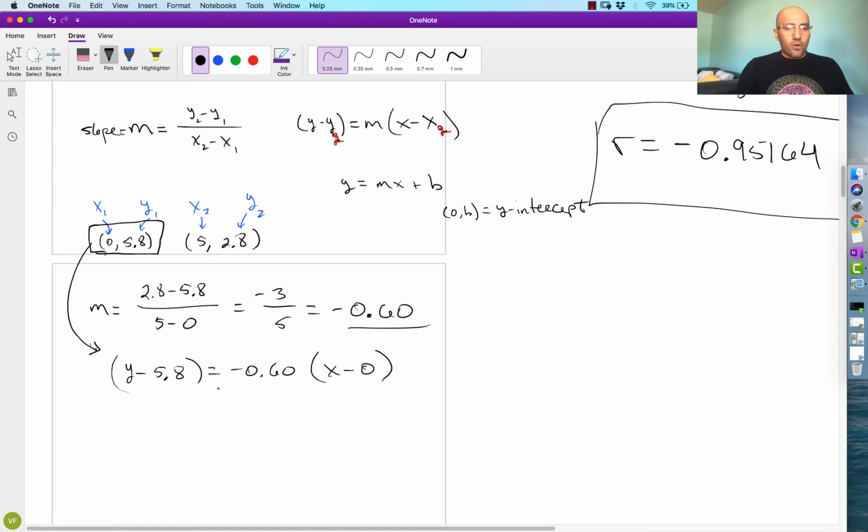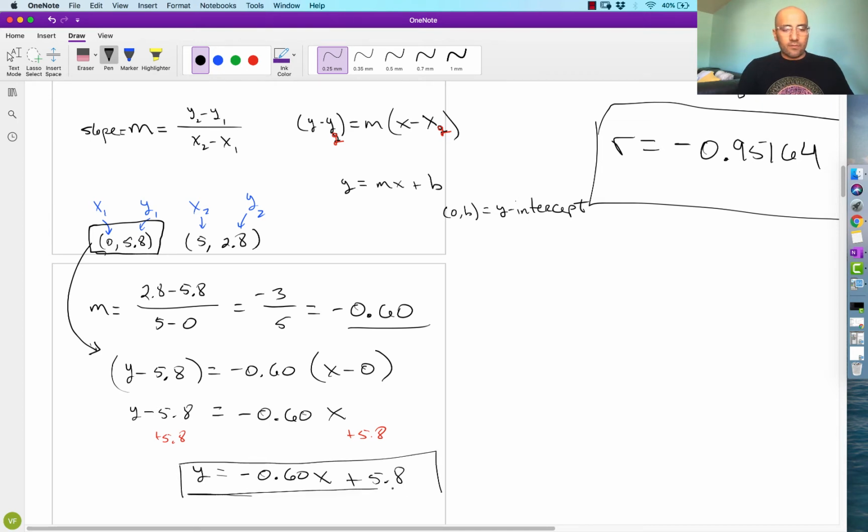Now all that's left is to distribute, simplify, solve for y, and we get our linear equation. So this is y minus 5.8 equals, and when I distribute, anything times 0 is 0, so that term disappears, and I end up with negative 0.60 times x. Now if I just add 5.8 to both sides, I end up with y equals negative 0.60x plus 5.8. There's my linear equation.